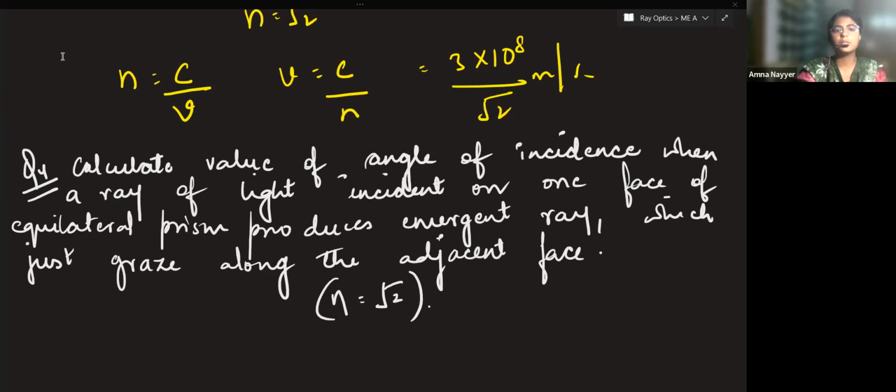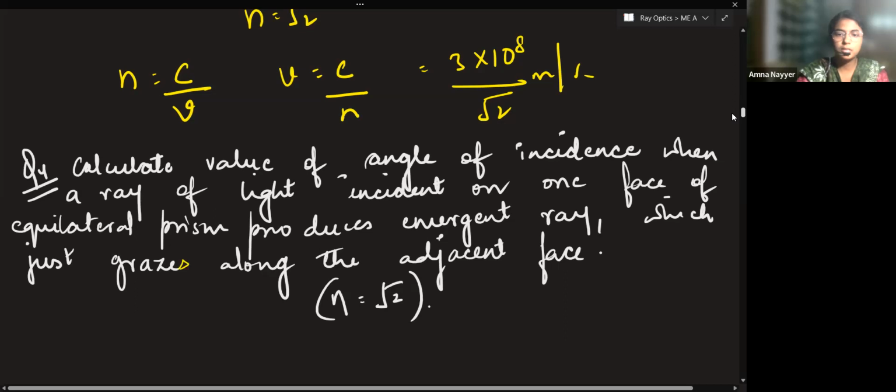So the last question you have: calculate the value of the angle of incidence when a ray of light incident on one face of an equilateral prism produces an emergent ray which just grazes along the adjacent face. This means what?